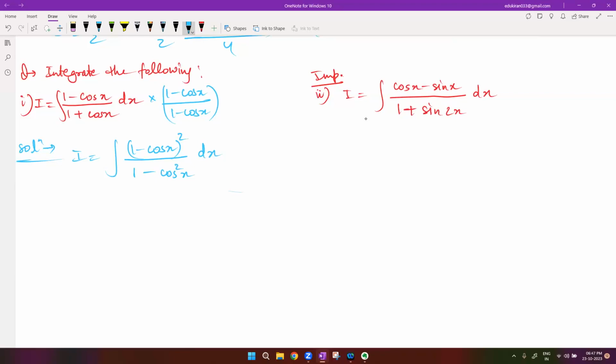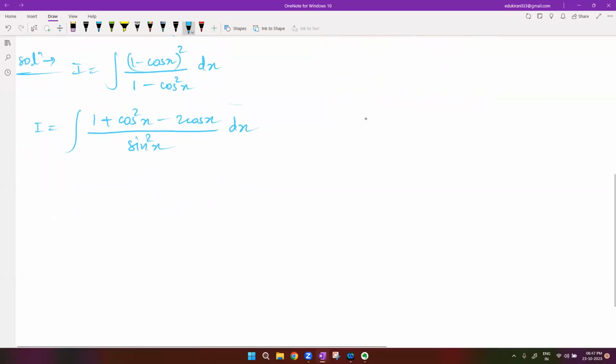What's the numerator? Anyone? 1 plus cos square x minus 2 cos x, and this whole will be divided by sine square x. Am I correct? I believe I am correct because this is nothing but (a minus b) whole square, and 1 minus cos square x can be written as sine square x.